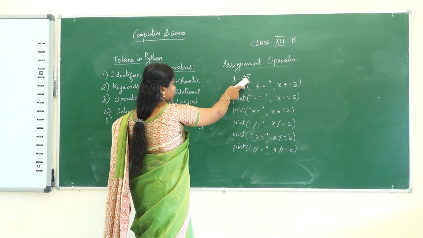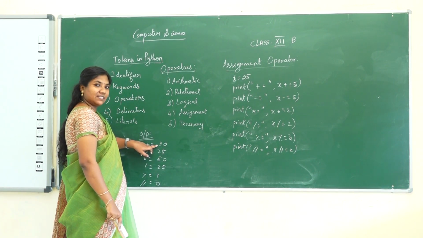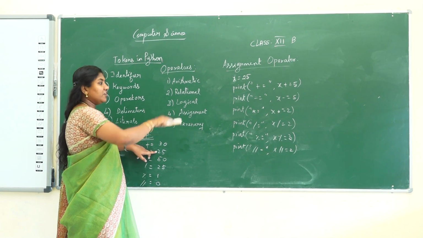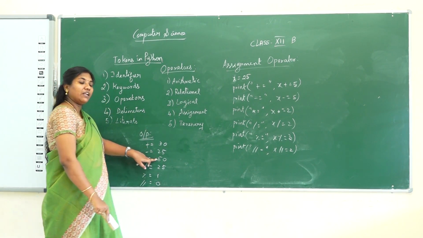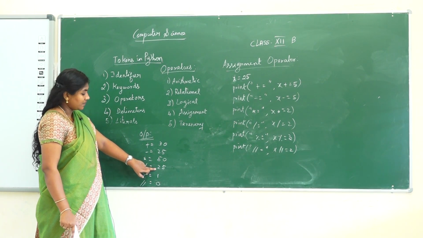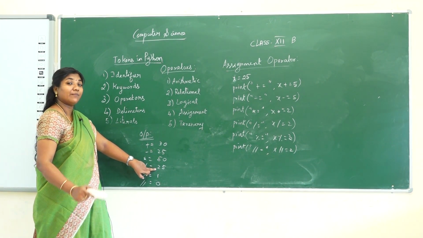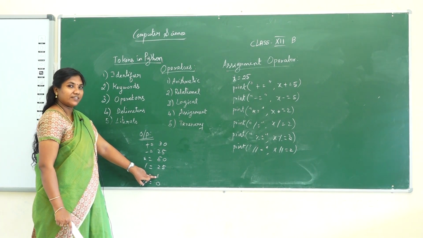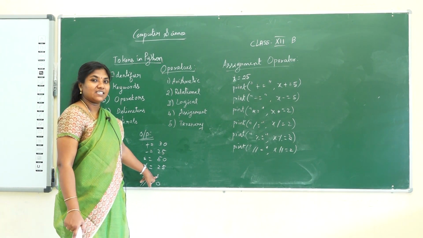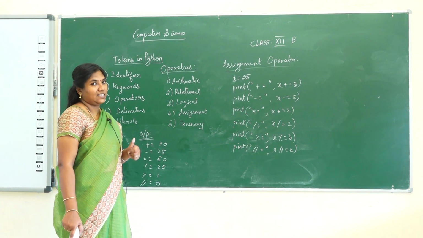So, first the value of x is 25, so plus 5 means 30, and next the new value of x is 30, so 30 minus 5 is 25, now the new value of x is 25, so 25 into 2 is 50, now the value of x is 50, so 50 divided by 2 is 25. And next the value of x is 25. So, 25 divided by 3, 8 3s are 24, the remainder will be 1. Now, the value of x is 1. So, when 1 gets divided by 2, it will be 0.5. So, the integer part alone will be the output. So, the value is 0. Okay. So, this is the assignment operator.